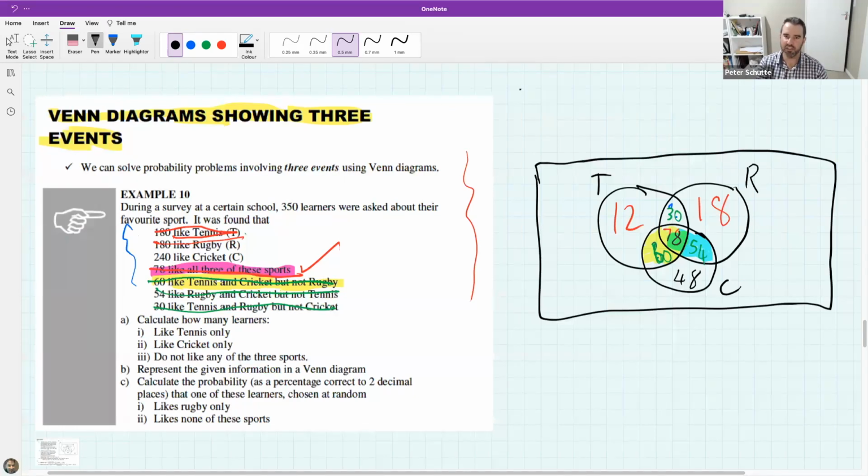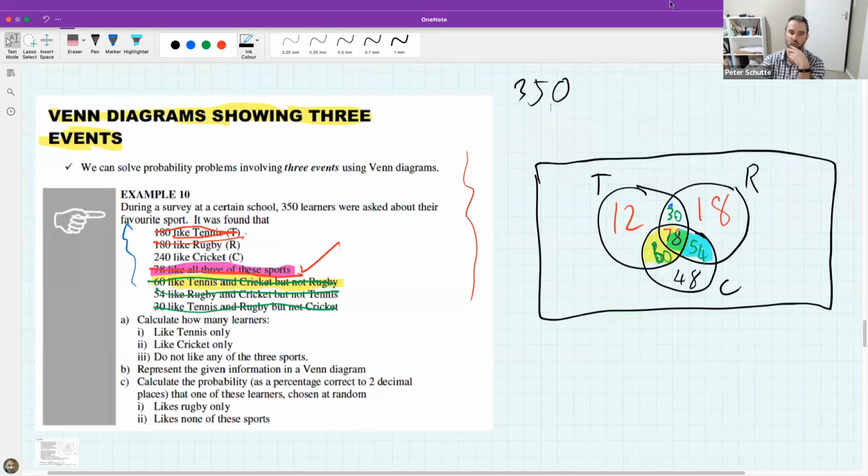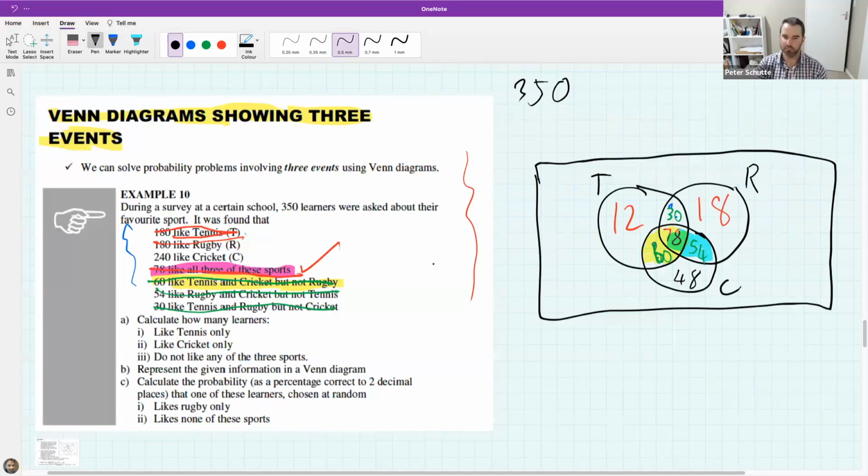So we know there were 350 to start with. So I guess that's the sample space. Can you use that to help figure out who has no favorite sport at all? Okay, lots of students. So what you would do is you would just start subtracting all the regions. And I can see from the chat that we definitely have 50.